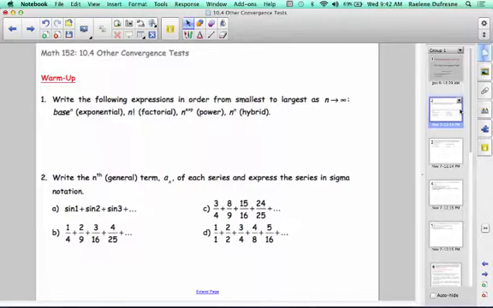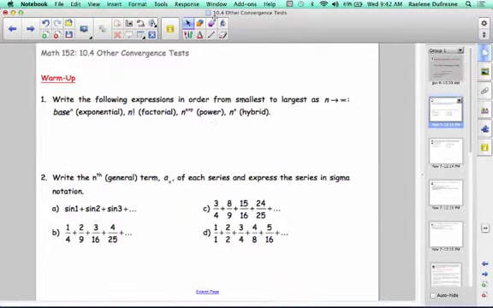To warm up, write the following expressions in order from smallest to largest as n approaches infinity. Exponential functions, factorial functions or expressions, power functions or expressions, and hybrid functions or expressions. Recall that hybrid is a term that I've been using to represent when there is a variable in the base as well as in the exponent.